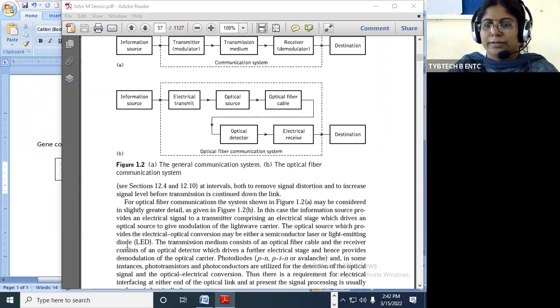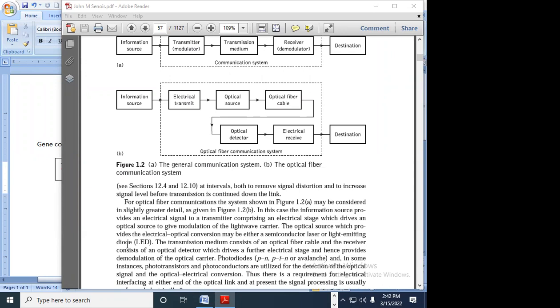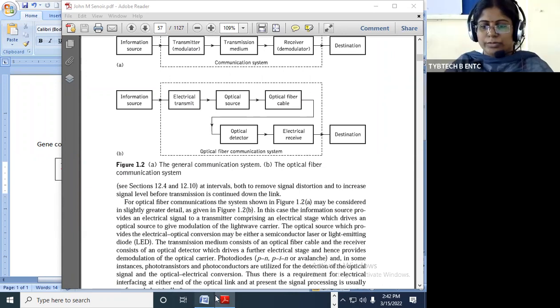Aishwarya? Yes, ma'am, clear. Okay. Now the next point we will see. Wait 1 minute.